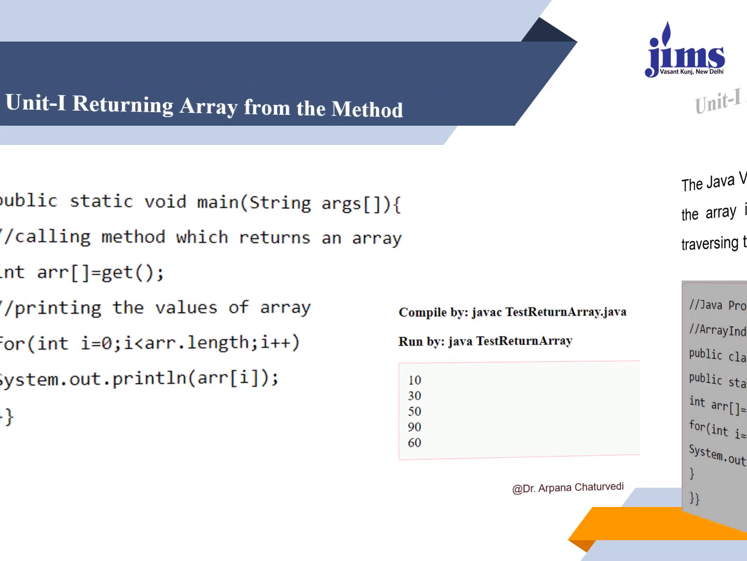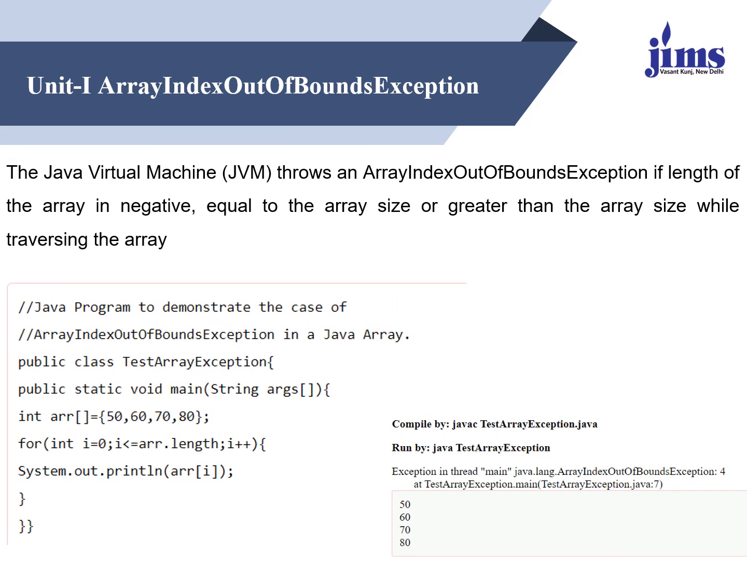So when we are getting a return value as an array, we should remember one thing: the variable in which we are storing the return value should also be of array type. In case we try to access some value which is out of bound, an exception will be thrown, that is, array out of bound exception.